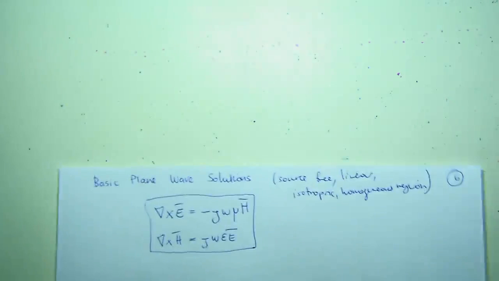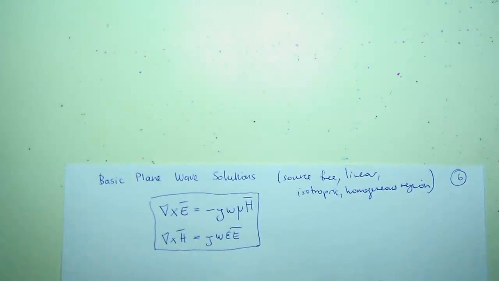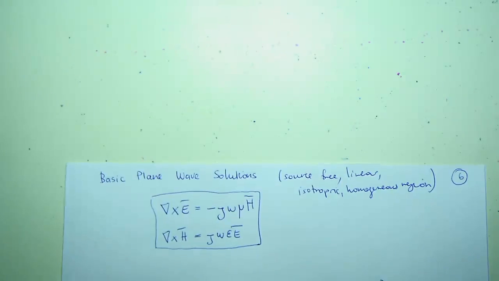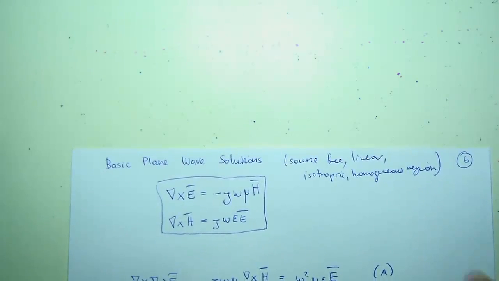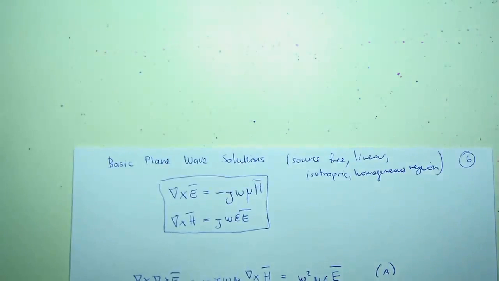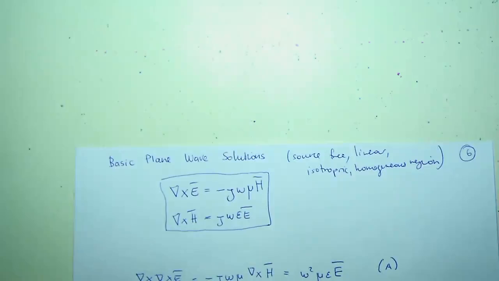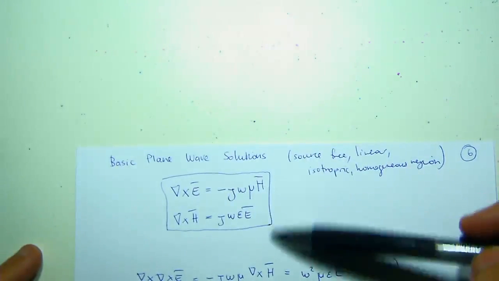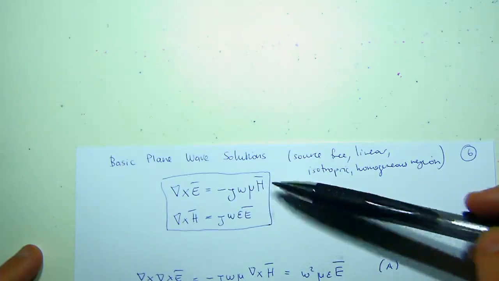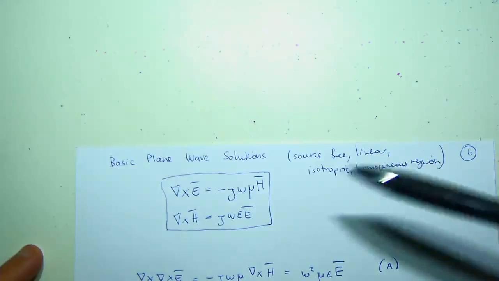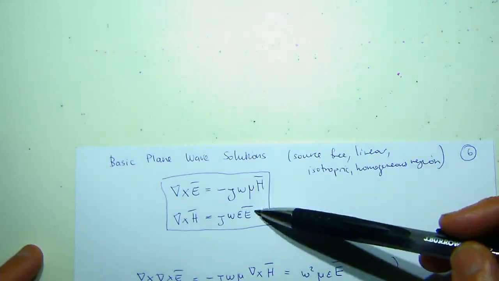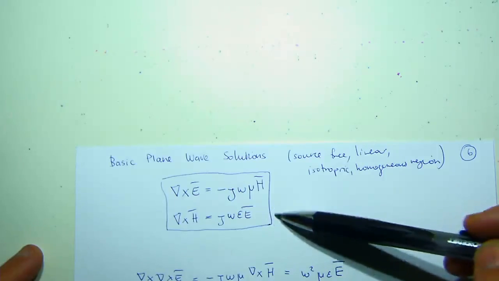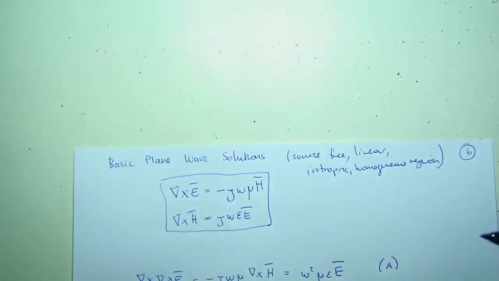Okay, so let's move on. Okay, so the next thing I want to do is talk about the propagation of these waves, or plane waves, in source-free, linear, isotropic and homogeneous regions. So essentially what I've done is, again, I've taken the two Maxwell's equations, and because I'm in a source-free linear isotropic region, I've dropped the j omega component here, right? Because current can't actually flow.